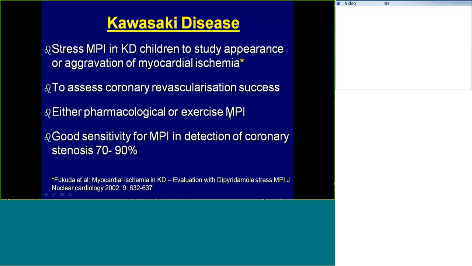Whether you do an exercise MPI or a pharmacological MPI, you get an excellent sensitivity in the range of 70 to 90% in the detection of coronary stenosis and in the detection of physiological significance of this coronary stenosis.